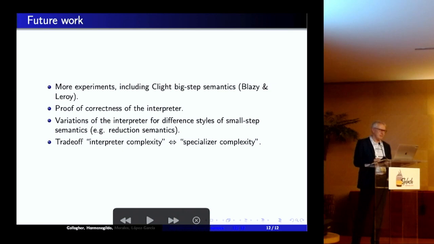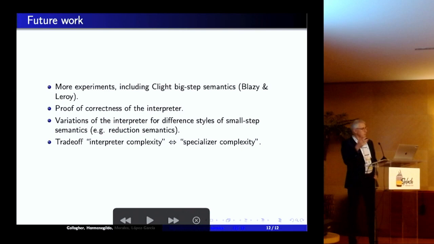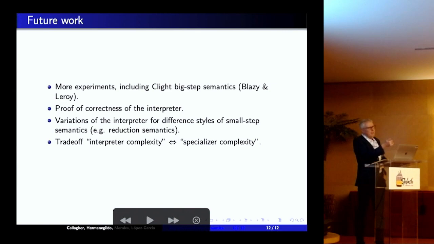We'd also like to look at variations of the interpreter for things like reduction semantics. When you talk to people about small step semantics, there's lots of different flavors of it, and sometimes you just get a value, and sometimes you have no environment, but just some sequence of expressions that's reduced, but they're all closely related, and I think we could do the same. It would be nice to show that the big step semantics was a basis for deriving various versions of small step semantics.